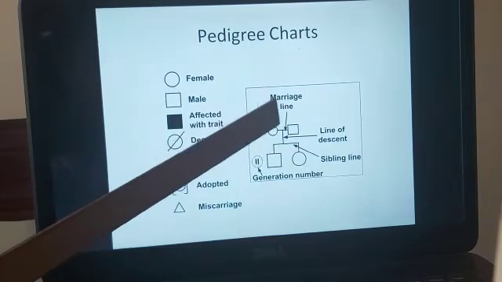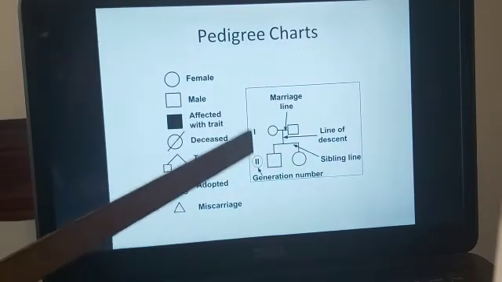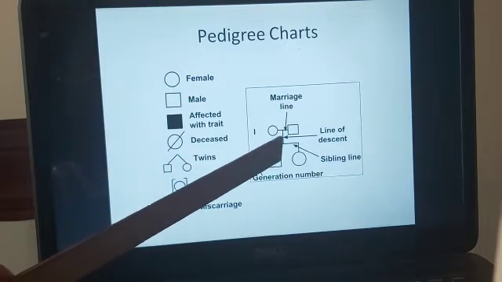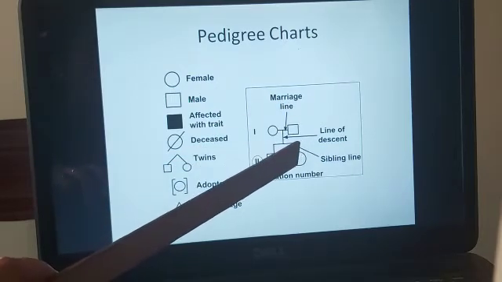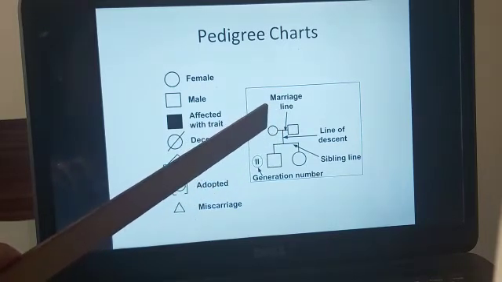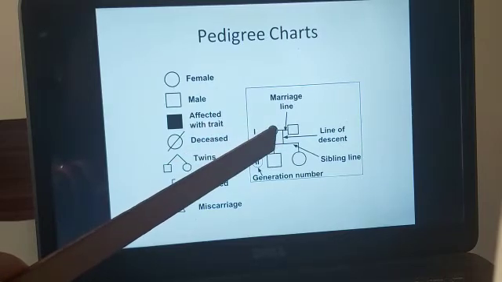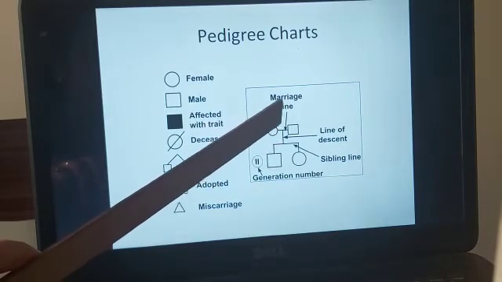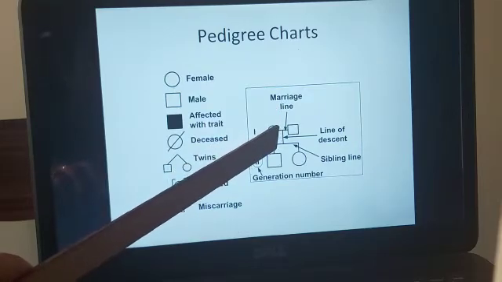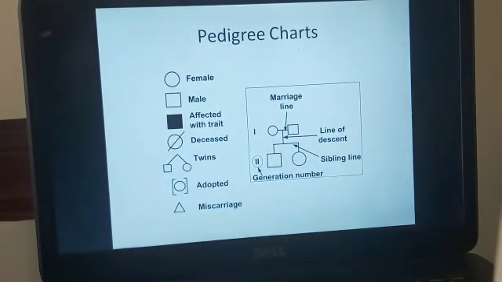And then here in the second generation you can see that this couple are having two kids. One is male kid and second one is a female kid. So there's a difference between the line here and the line here. So this line which is joining male and female directly is a marriage line. And here a line which is having before it a line of descent and they are not connected directly with each other. This line indicates the brother and sister or sibling line.